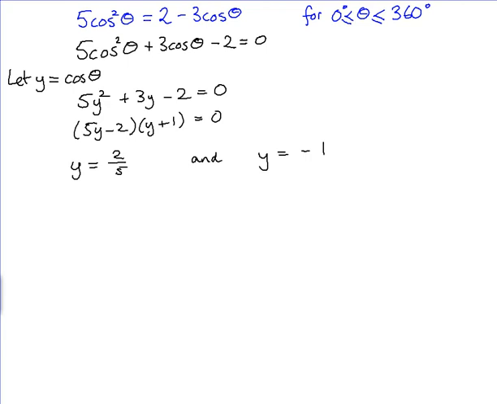So just taking one at a time, if y is equal to 2/5, in other words, we're saying that cos theta is equal to 2/5, since that was our substitution we made. And as per usual, we can find one solution by doing inverse cos of 2/5. That will give us 66.4 degrees.